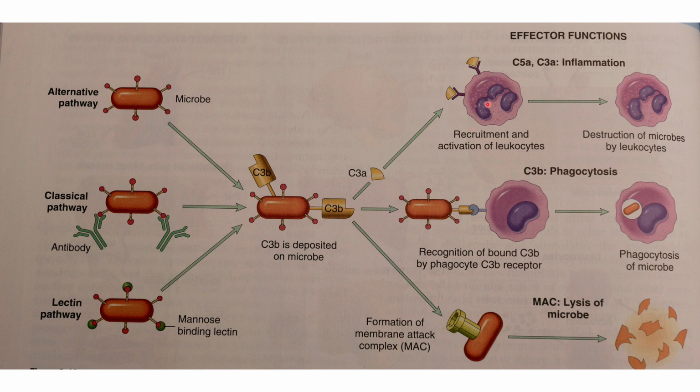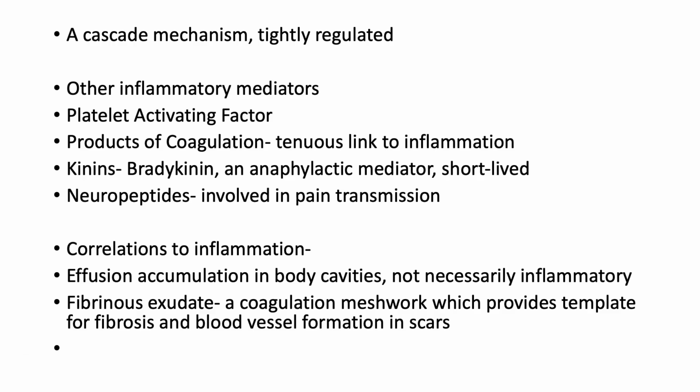You get effector functions, so C5a and C3a create inflammation, where there's recruitment and activation of leukocytes, with destruction of microbes. C3b is phagocytosis, where there's recognition of the bound C3b by the phagocyte C3b receptor, and you get phagocytosis of the microbe. And then finally the MAC complex, where there's a formation of a membrane attack complex, MAC, and this causes lysis of the microbe directly. And again, we have a cascade mechanism that is tightly regulated.